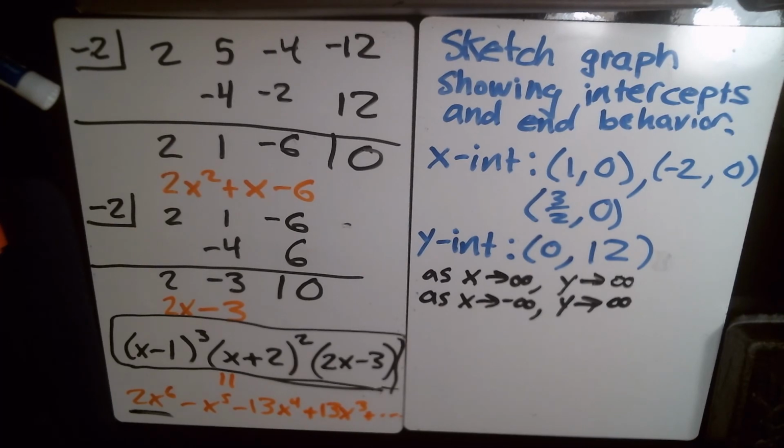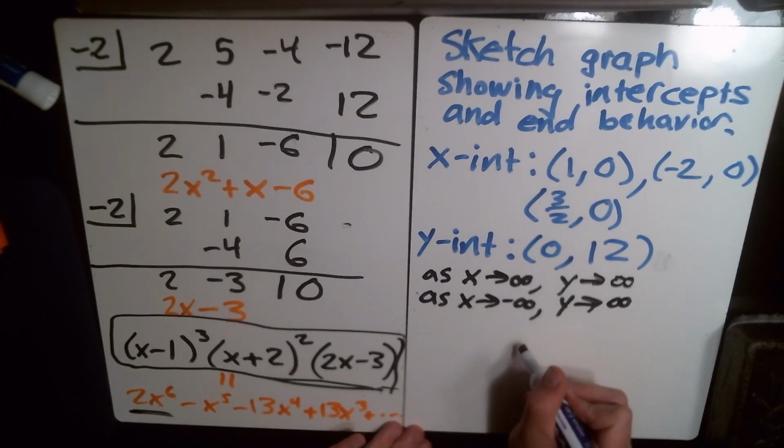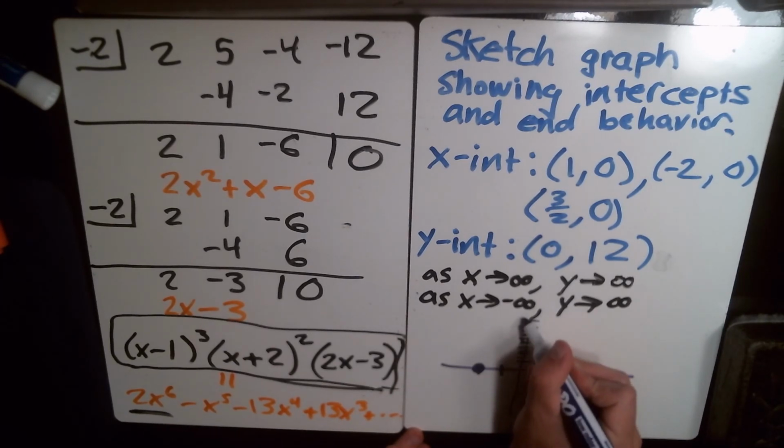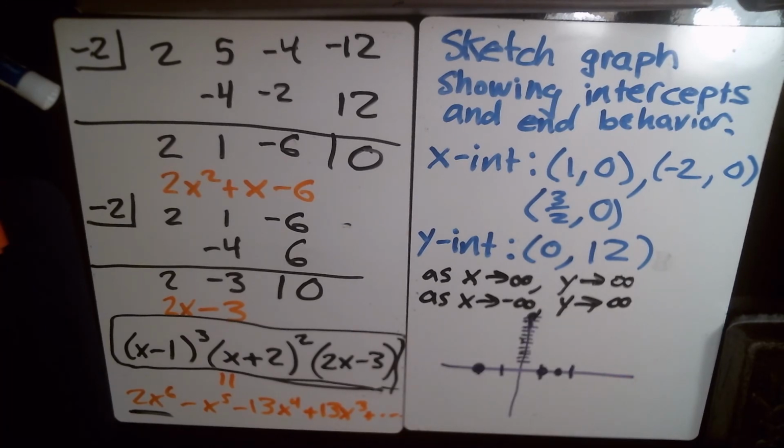So what is our graph going to look like? We're going to be at 1, 0, we have a 0. At -2, we've got a 0. At 3/2, so that's 1.5, we have a 0. Okay. And then the y-intercept here is at 12, 1, 2, 4, 5, 6, 7, 8, 9, 10, 11, 12. Okay, hopefully the one they give you on the test won't be as nasty as this. This one's terrible.